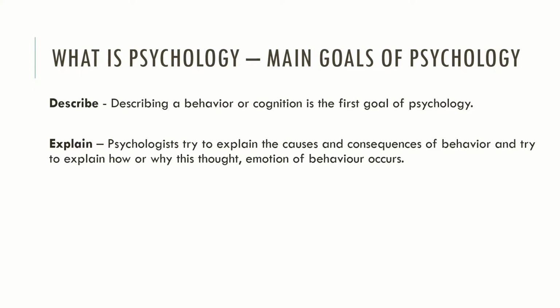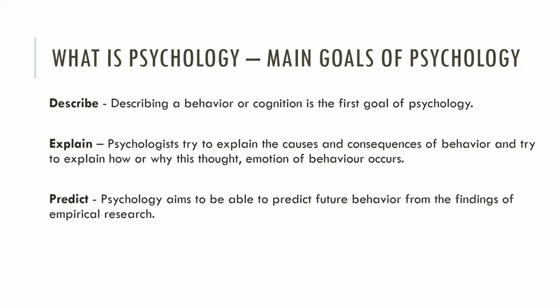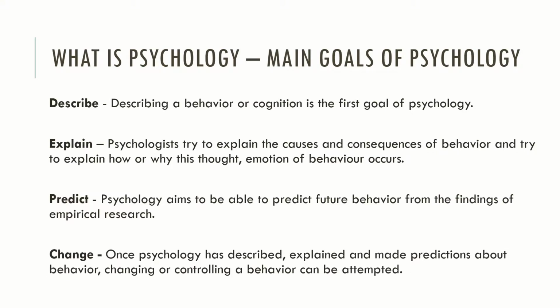The third main goal is to predict. Psychology aims to be able to predict future behavior from the findings of empirical research. And the last one is to change. Psychology is also focused on describing, explaining, and changing behaviors that may be maladaptive.